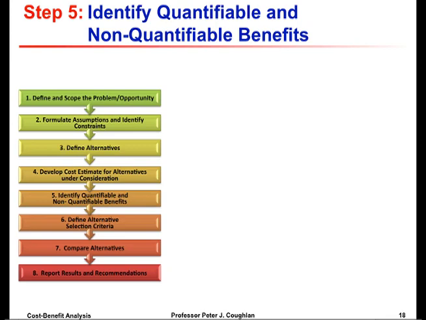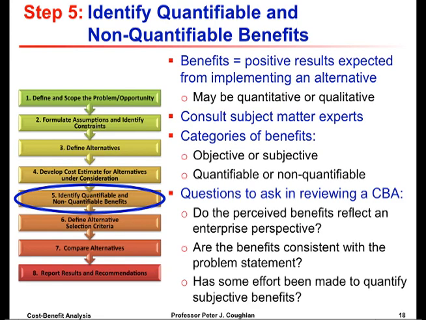So step 5, now going from cost to benefits, is identify the quantifiable and non-quantifiable benefits. Again, not a great title here, because notice the previous one was develop cost estimates, and this one is identify, but you actually want to go beyond identifying the benefits. You want to actually quantify the benefits. Things that are not quantifiable, you may want to try to make quantifiable. And we'll talk a bit about that. We all know what a benefit is. Something good that happens from something you do, right?